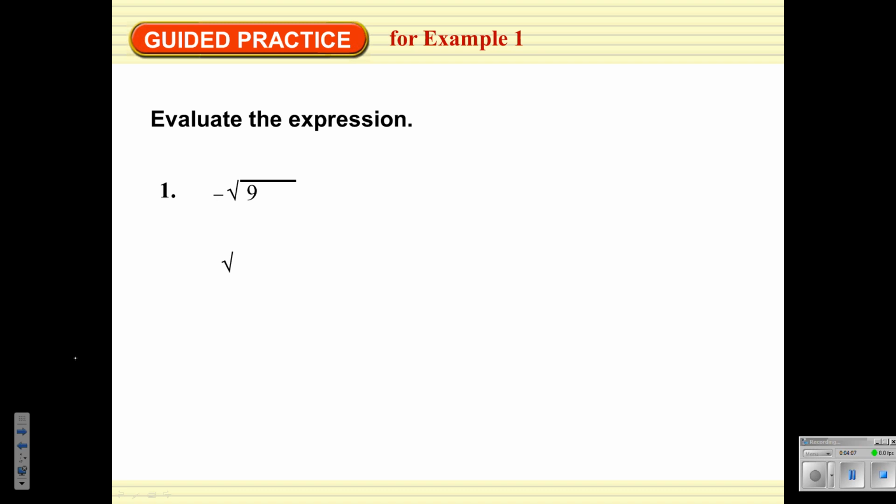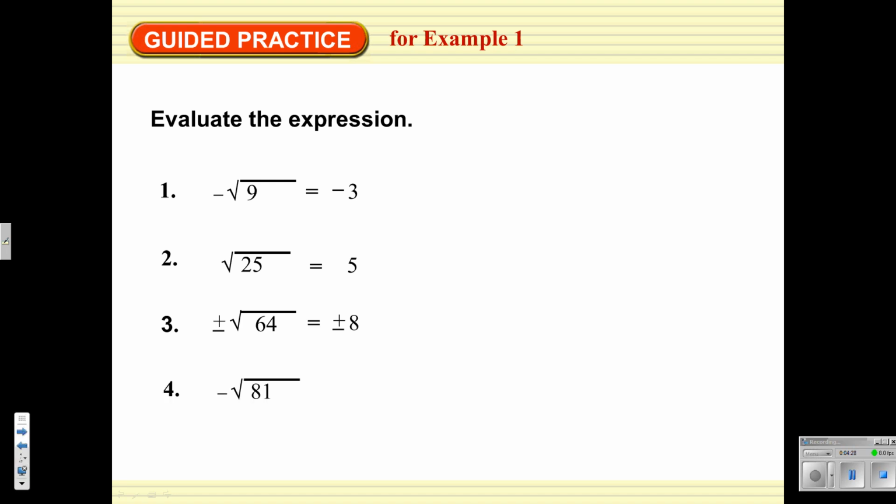So the negative square root of 9, negative 3. Number 2, guided practice. The square root of 25, positive 5. Number 3, the positive and negative square root of 64 would be positive and negative 8. And the last one, negative square root of 81. So therefore it would be negative 9. Okay, if you have questions about that, bring those to class.